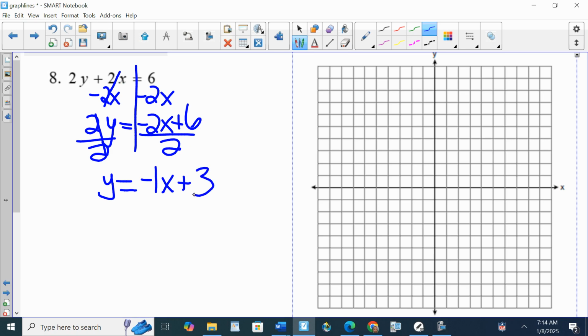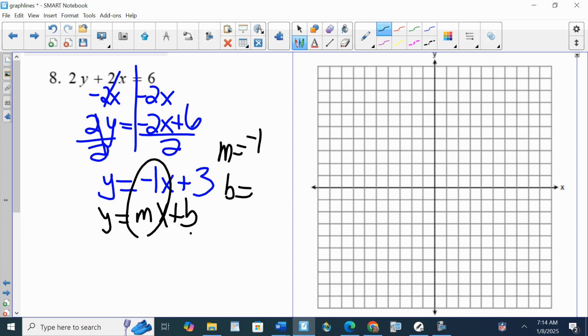So now that I have that, y equals mx plus b. M is what's in front of the x. M is -1. B is the constant, what comes after the x. B is 3. In general, you want the slope to be a fraction, so if it's not a fraction, put it over 1. Now I begin at b. My y-intercept is 3, so on the y-axis, I go to +3.